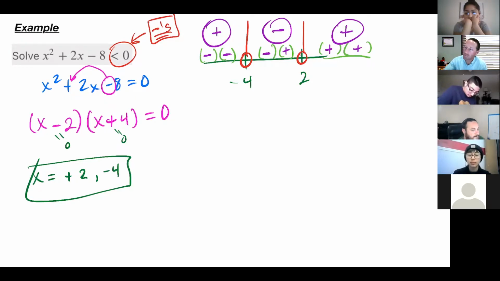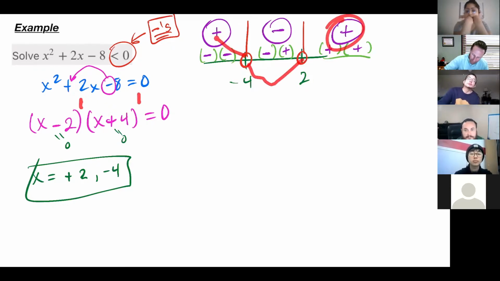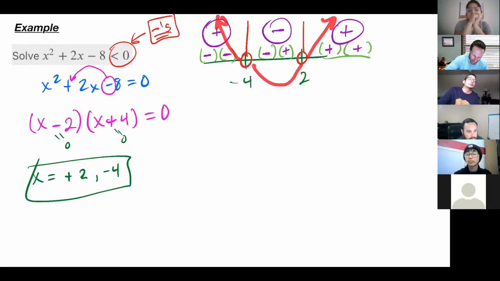Do you remember the multiplicities we talked about the last 2 weeks? And do you remember when a multiplicity was to a 1? What did we know it was going to do? Cross. From a positive to a negative to a positive. And do you guys see the shape that it ends up making? Parabola.